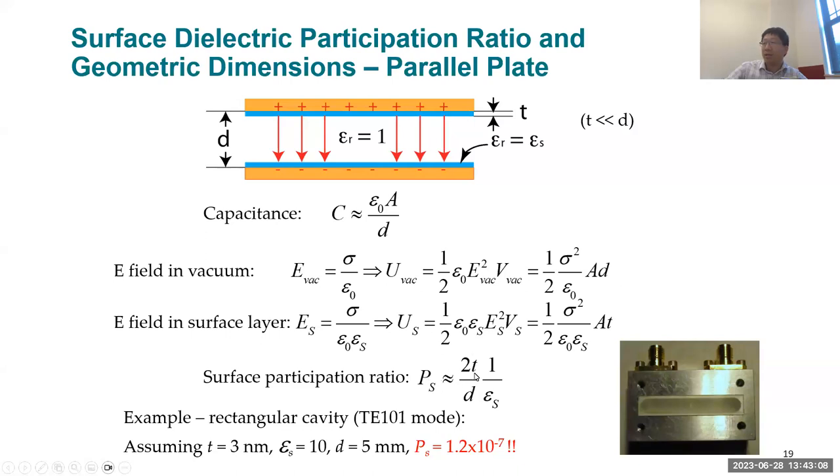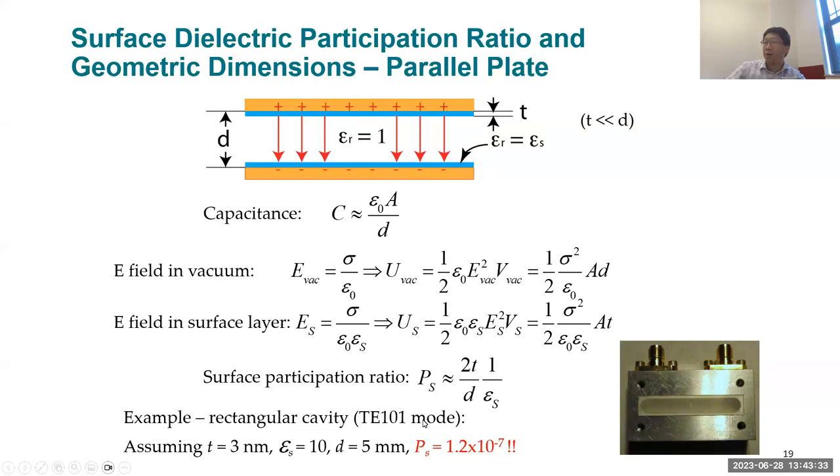You can see it's very easy to understand. This is how thick your surface layer is. This is how thick your total parallel plate distance is. And then there's a ratio of dielectric constant between vacuum and the surface layer. And you can check that for a parallel plate capacitance. The closest thing to it in our circuit QED world is the rectangular cavity.